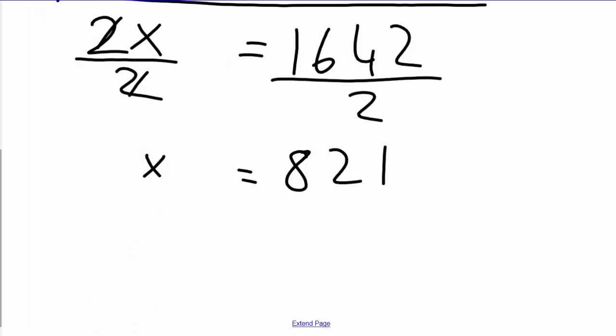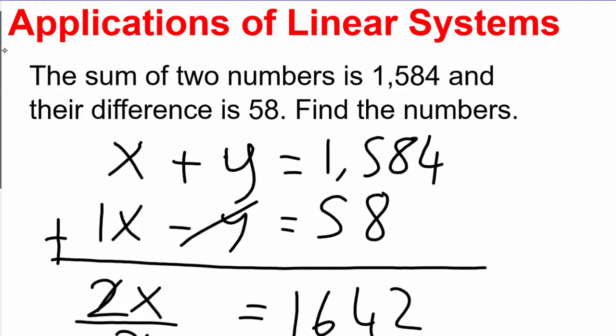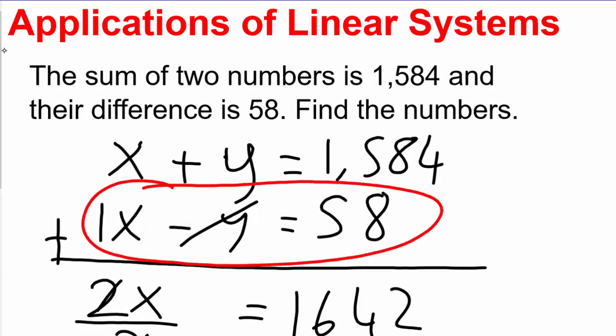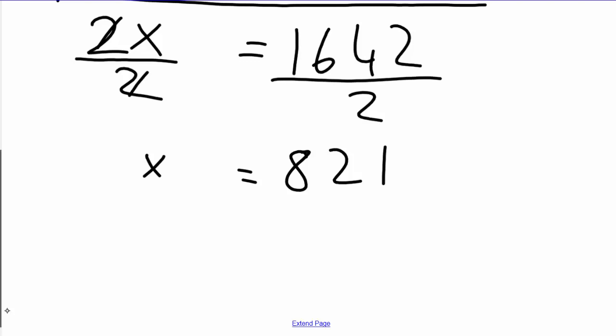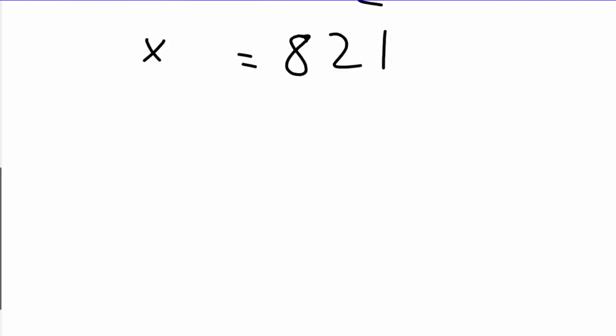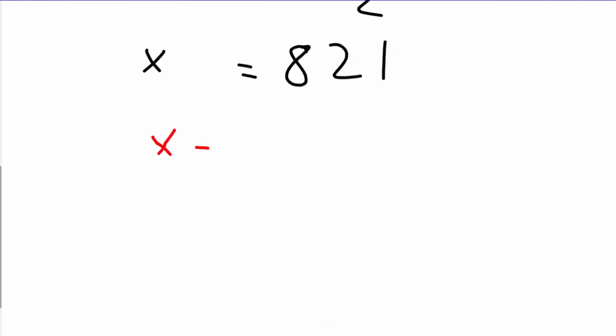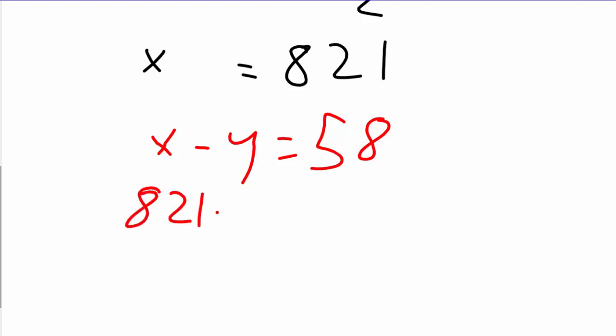I'm going to figure out the y, and I want to deal with small numbers. Therefore, I'm going to pick the bottom equation, which is x minus y equals 58. And now I know the x, which is 821 minus y equals 58.